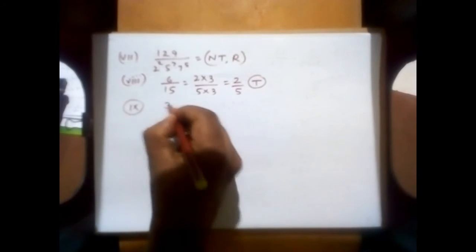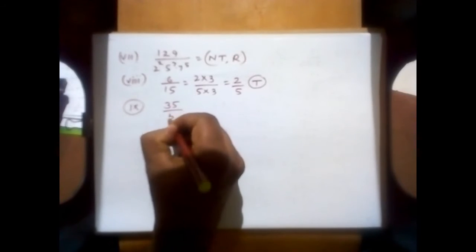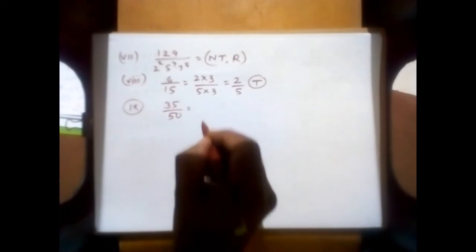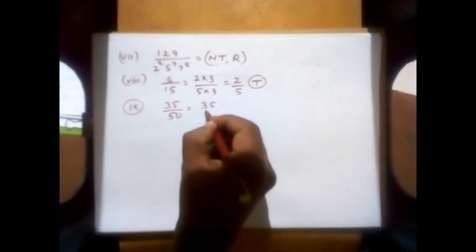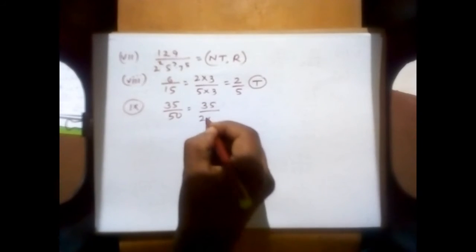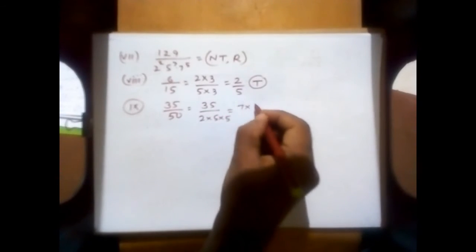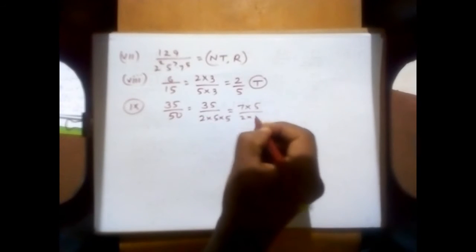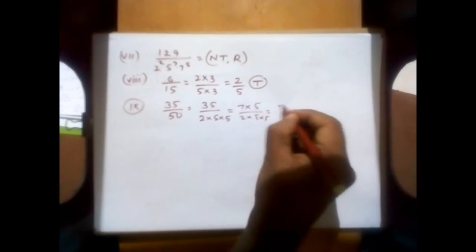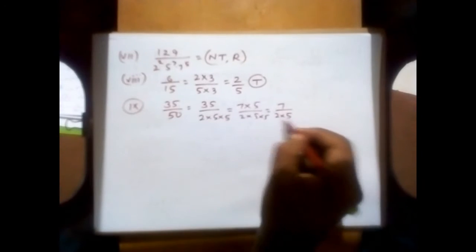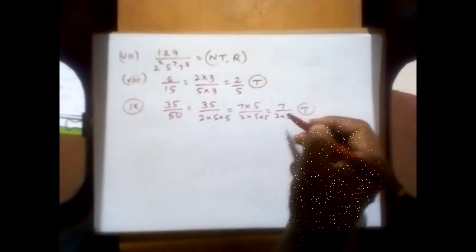Ninth one. 35 divided by 50 can be written as 35 divided by 2 into 5 into 5, which is equal to 7 into 5 divided by 2 into 5 into 5, which is equal to 7 divided by 2 into 5. Again it is of the form 2 raised to n into 5 raised to m, so terminating.